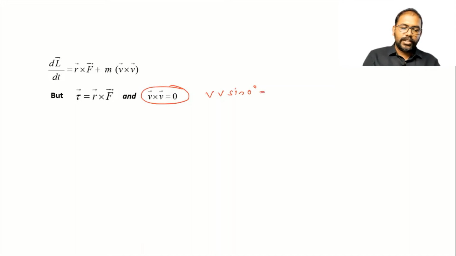So sine 0 is 0, so it is coming 0. So we have written here, it is 0. And this r bar cross f bar is the formula of the torque. So we can write torque instead of that. So we get the formula dL bar by dt is equal to torque. So this is a formula.